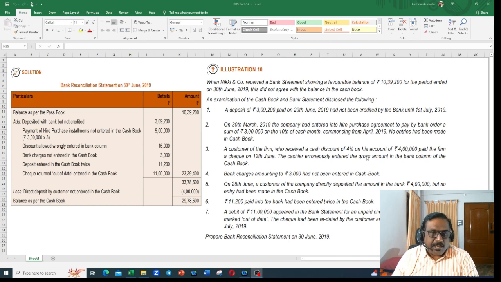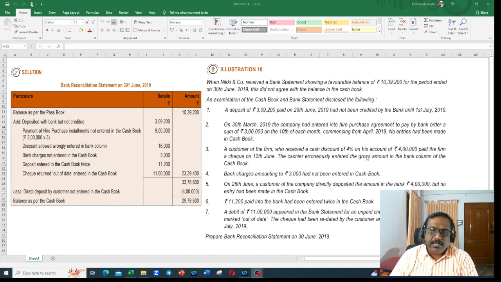Next one, a debit of 11 lakhs appeared in the bank statement for an unpaid check which had been returned marked out of date. The check had been redated by the customer and paid into the bank again on 5th July 2019. This is a beautiful point. So generally what will happen, guys, when we issue a check, we credit it in our cash book because it is a payment side we record.